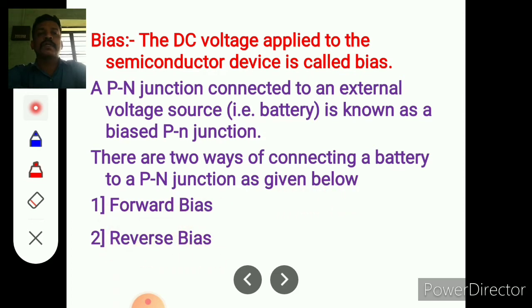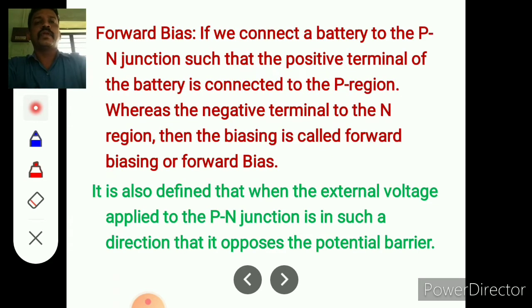and reverse bias. So these are the two different types of biasing when we attach the DC voltage supply to the semiconductor. So these two different ways we can add the bias.